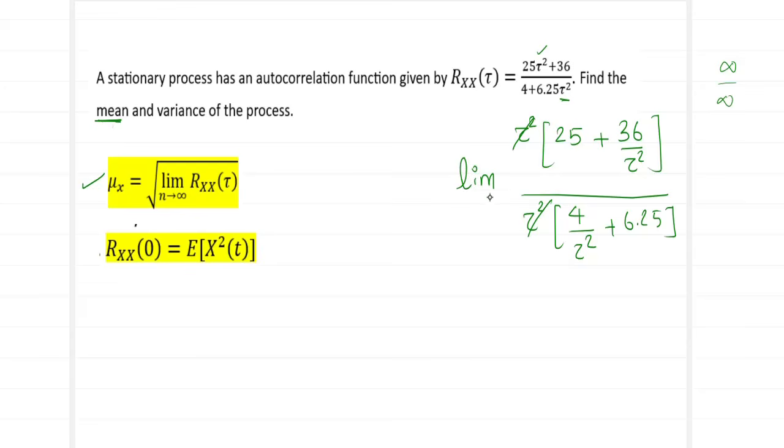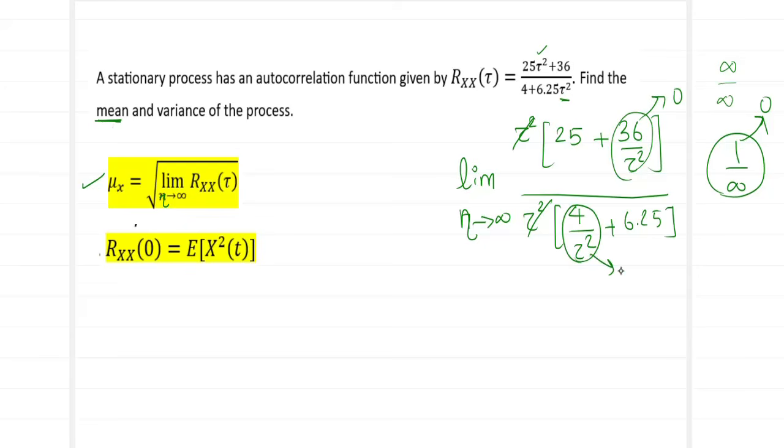when I allow my limit n tend to infinity to this quantity, this is a constant and I will have 36 divided by tau square. So I will have something called 1 divided by infinity as tau tends to infinity. This is actually limit tau tending to infinity. So as tau tends to infinity, 1 by infinity will move towards what quantity? It will move towards 0. So this 36 by tau square will move towards 0 and this 4 by tau square will move towards 0.